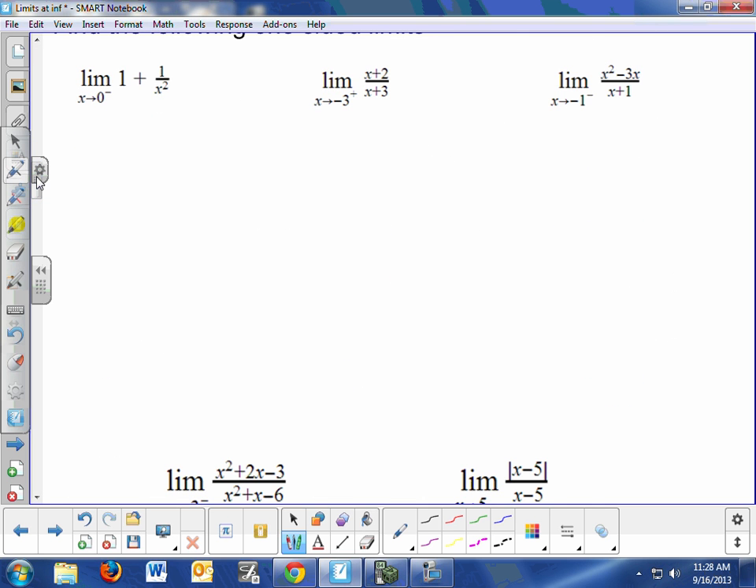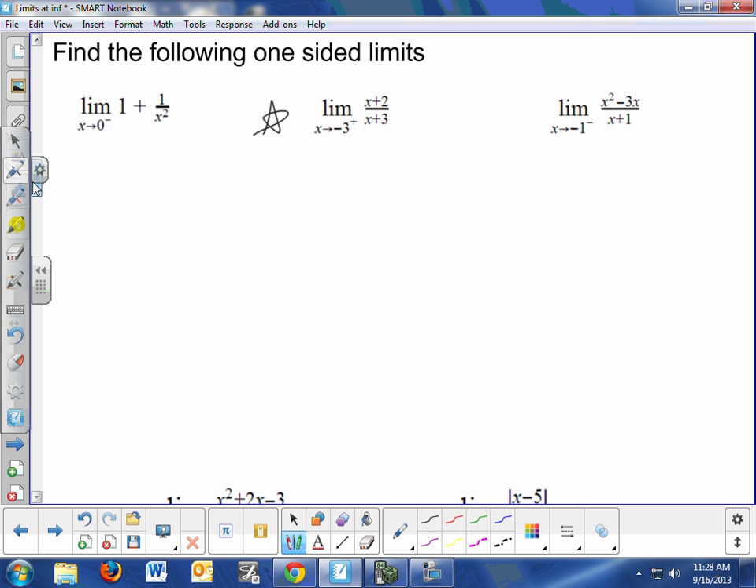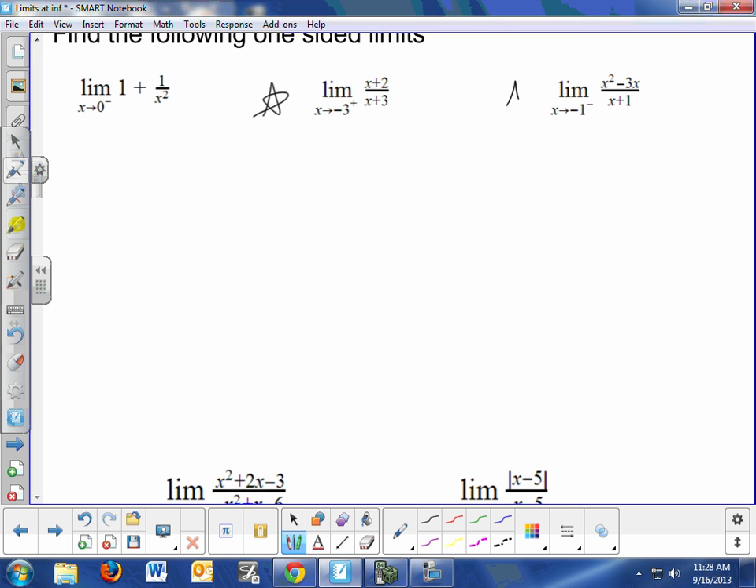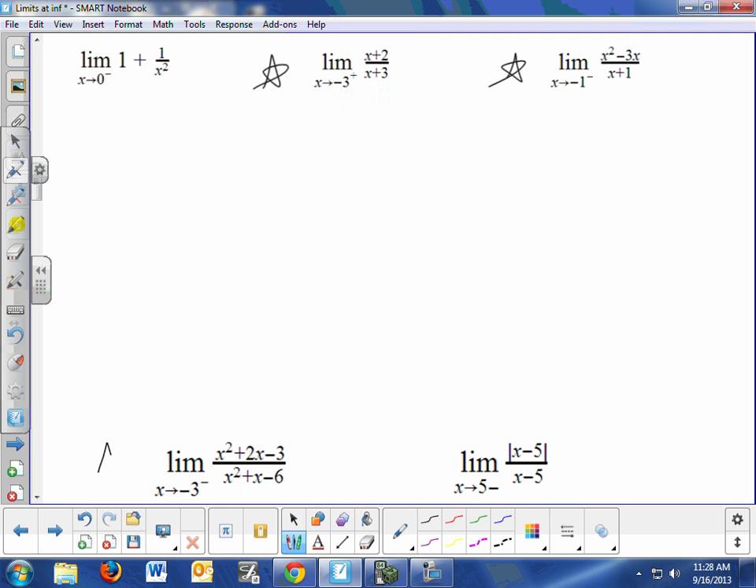Let's do a couple others. I want you guys to try this one. This one, and then this one down here if you can see it. Okay, try it by yourself. I'm not going to wait too long because we have to continue to move on, but I'll show you what I would do up on the board, okay?